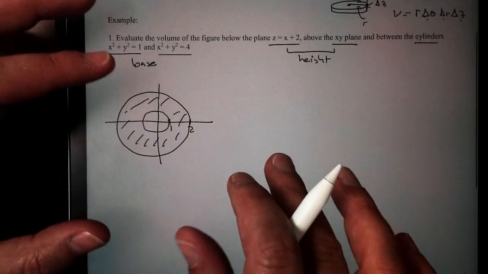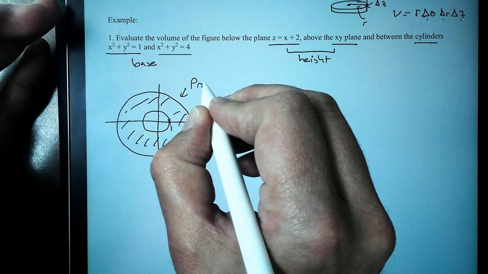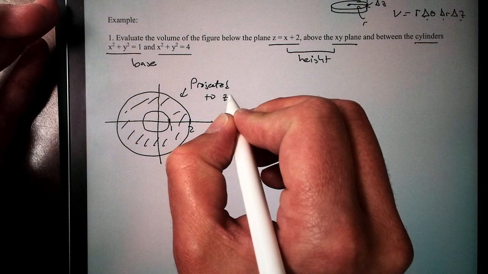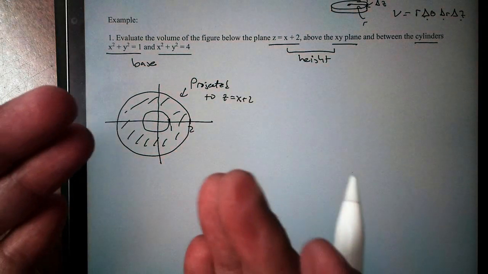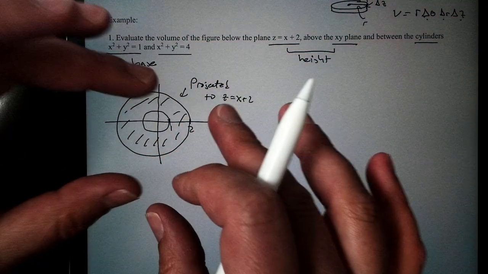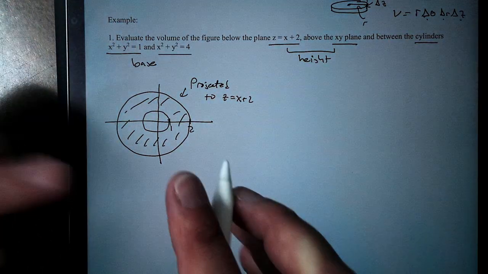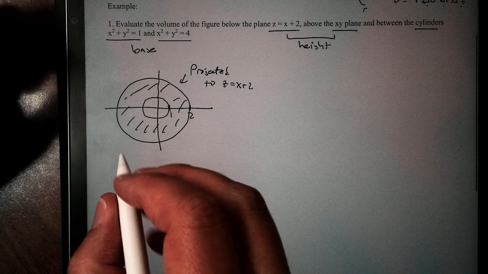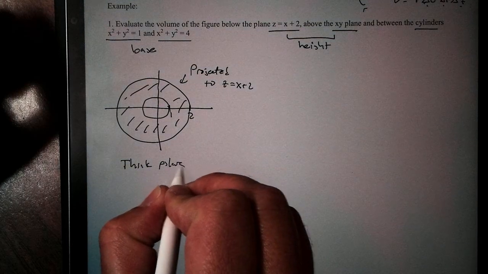Donuts. So this is my base, remember, and this is going to be projected to the surface, z equals x plus 2. We're going to project it to the surface and find that resulting volume. So we could write this in rectangular, but we want to try to do this in cylindrical form. To do that, we have to think polars.